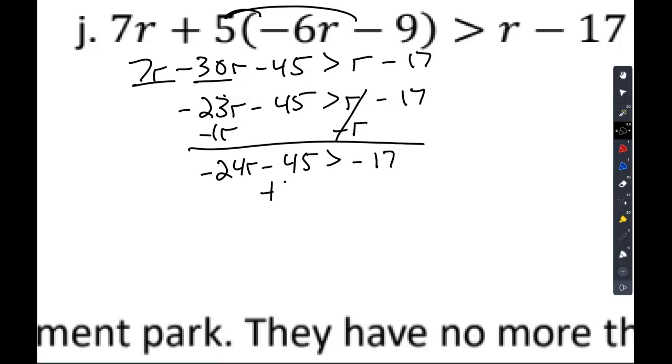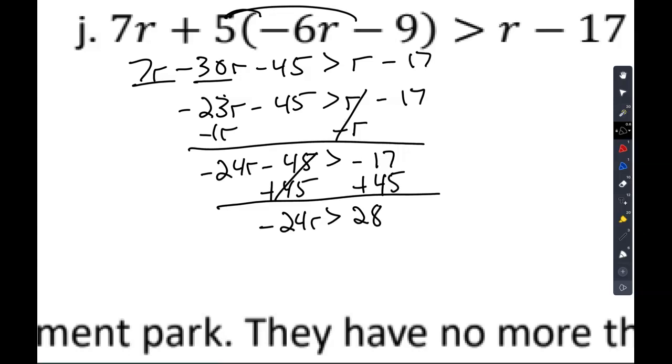Alright, now we're going to add 45 on both sides. Okay, this will cancel out, leaving negative 24r greater than, different signs, find the difference, 28. Now we're going to divide by negative 24. Alright, dividing by a negative, swap the inequality, and you got r is less than negative 7 over 6.